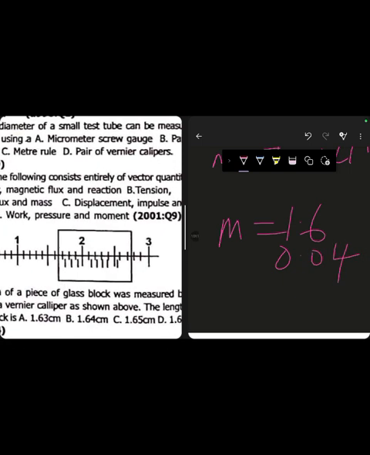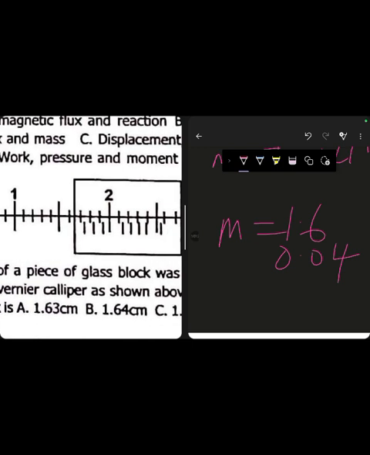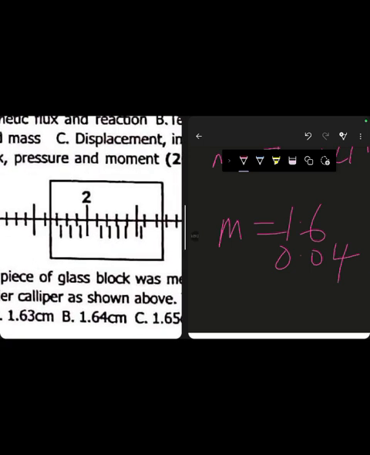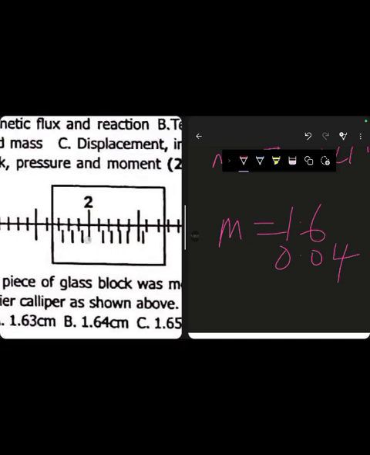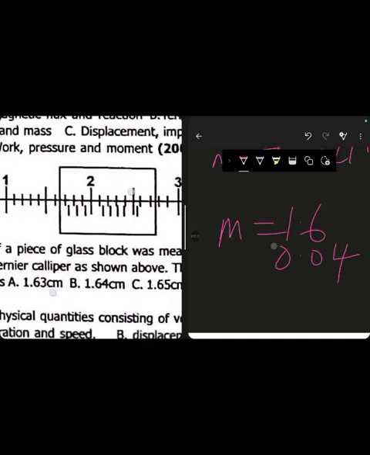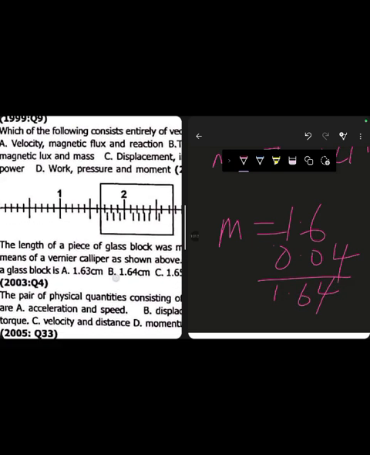Once again, in case you are confused, let me zoom in. I told you to get the area of your vernier scale, check where that vernier scale meets with the main scale. Here is 0.1, 2, 3, 4, 5, 6, 7, 8, 9, 10 to make sure that it is the same, right? So this is 0.1, 0.2, 0.3, 0.4 is where it meets back with the main scale. So it will give me 1.64, which is option B.